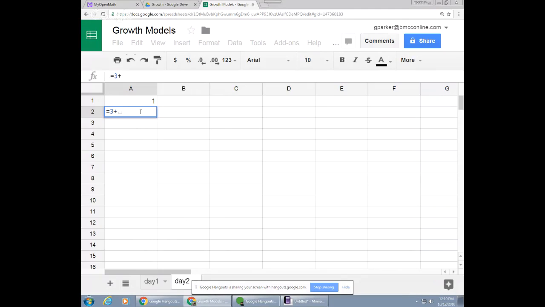How do I tell the spreadsheet to get the previous term? You click on the previous term, yeah, so I just click, that's the previous term, and it says, oh, you want cell A1, and then I hit enter, and it says, okay, that term is 4. Now I could keep doing that, I could keep going equals 3 plus, click on the previous term, but the spreadsheet has the ability to recognize that I always want the previous term.